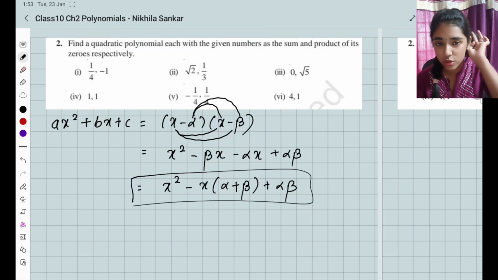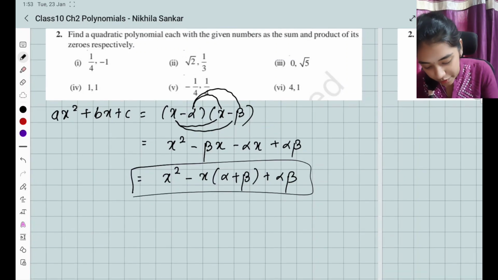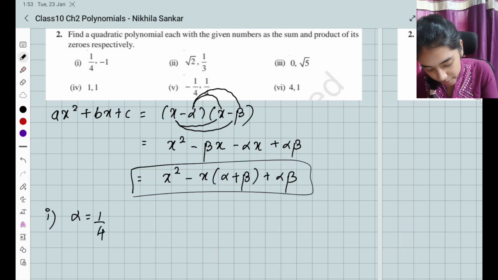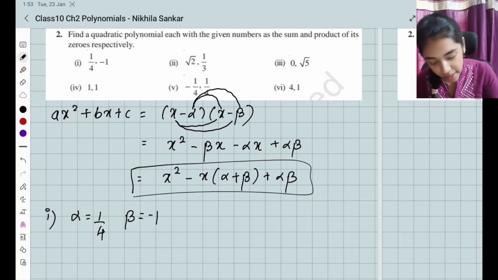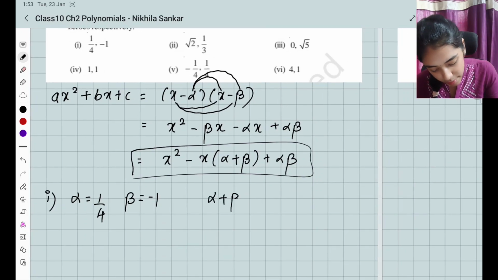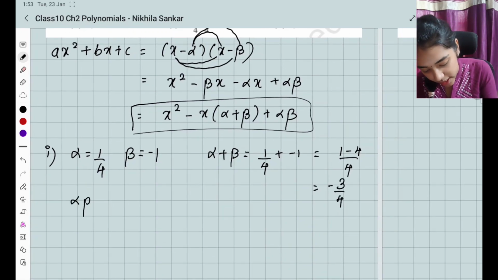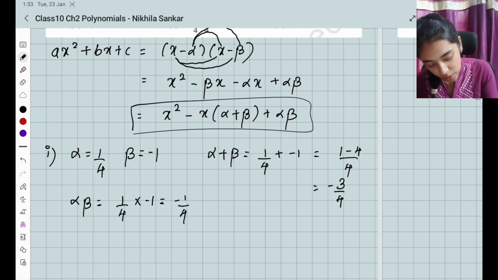Now I'm going to substitute the values inside this. Okay, so for first subsection I'm going to have 1 by 4. So I'll write the values. We have alpha equals 1 by 4 and beta equals minus 1. So we have alpha plus beta equals 1 by 4 plus minus 1. When I take the LCM, I have 1 minus 4 divided by 4, which is going to be minus 3 divided by 4. Then we have the product alpha beta equals 1 by 4 into minus 1, which is going to be minus 1 divided by 4.